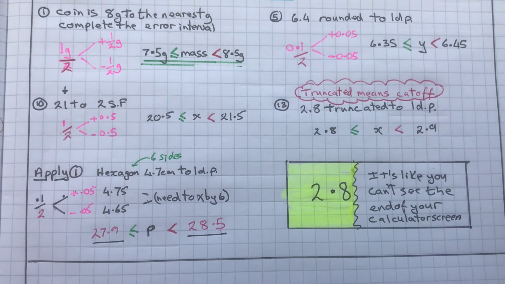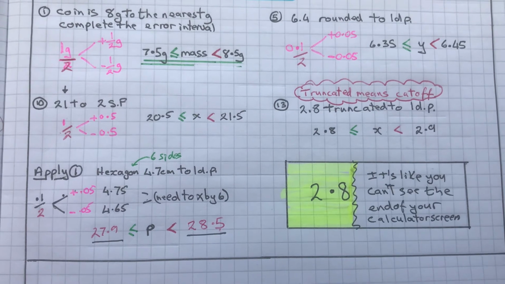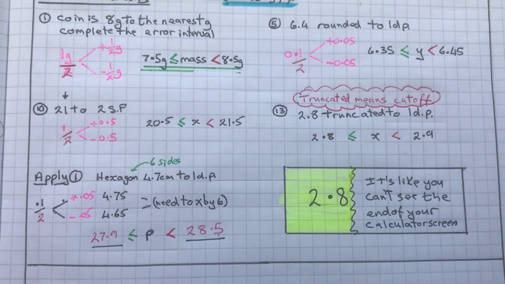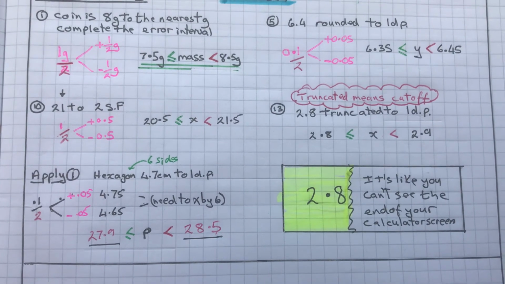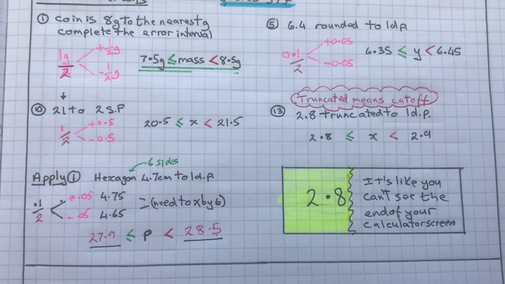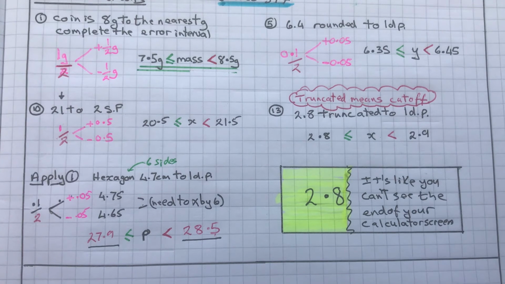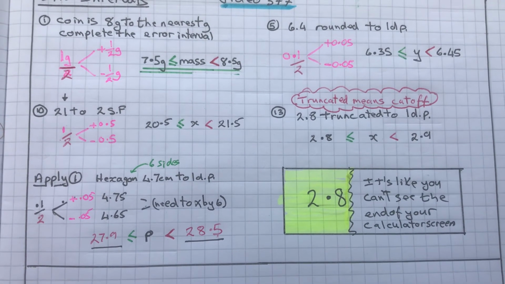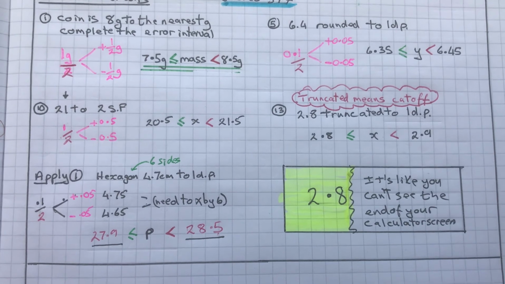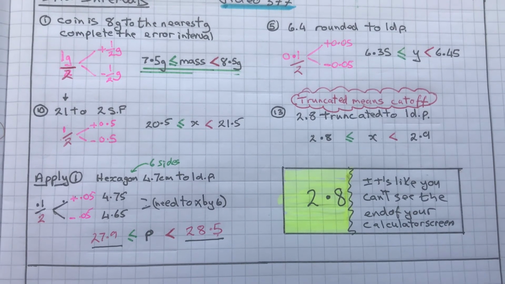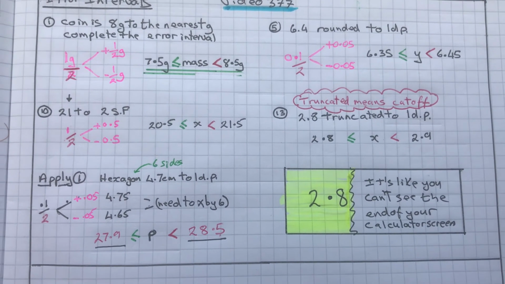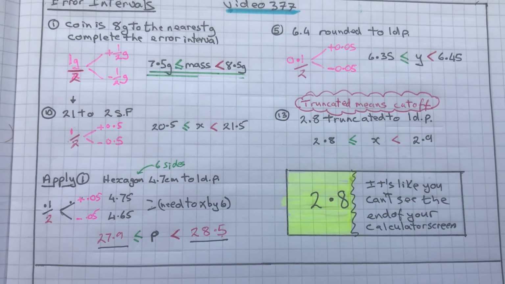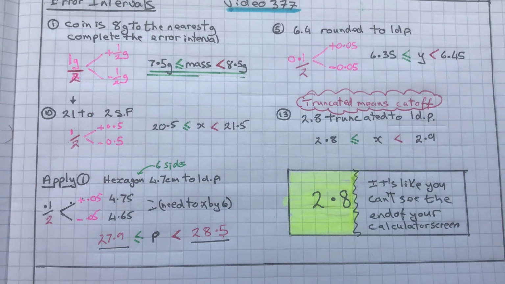For question 13, if the number 2.8 has been truncated to 1 decimal place, that means it's been cut off, not rounded. So it's a bit like the example I've got below. What could the biggest and smallest numbers be if all you can see is 2.8? Well, that means that the smallest must be 2.8 and the biggest can be all the way up to, but not including, 2.9. So x is between 2.8 but less than 2.9.